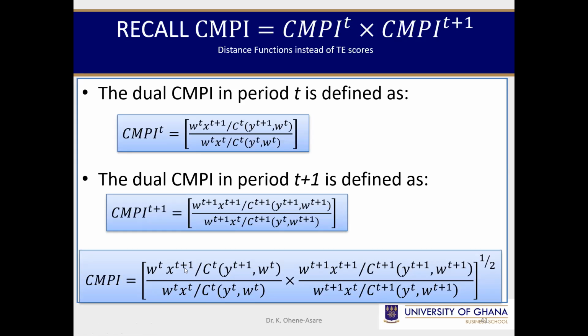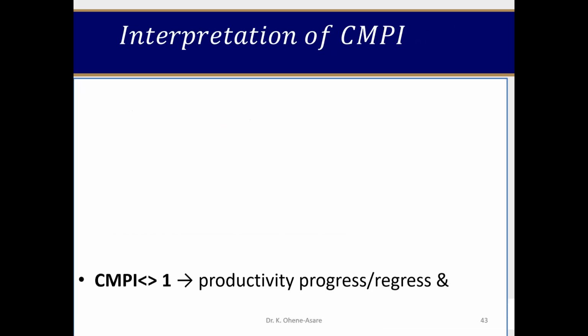Now, when you go to the other ones, you see that there is a mix of t and t plus 1. Those are the cross periods. But Doc, how do you compute that? Oh, we are going to compute that. That's why we are here. Okay, Doc. Thank you. All right. That's why I say pay attention to understand how they are computed.